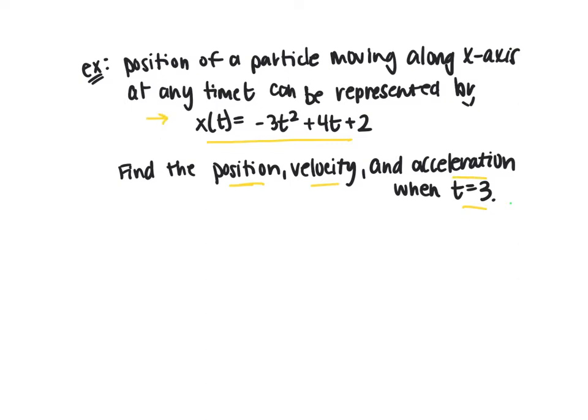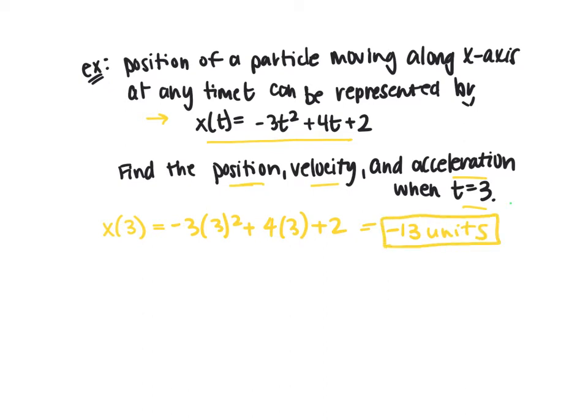Well, we have the position function, so for the first one, all we have to do is plug in that value of 3. Don't forget your parentheses here. And when we plug this in, looks like we're at negative 13. And we don't have units on this, so we're just going to call that negative 13 units. And this is the position function, and position functions are not squared or cubed.